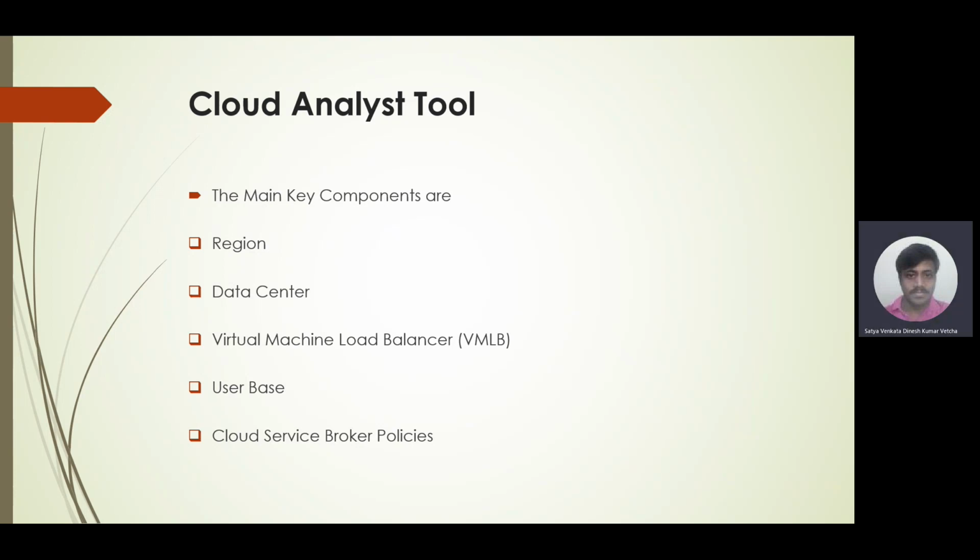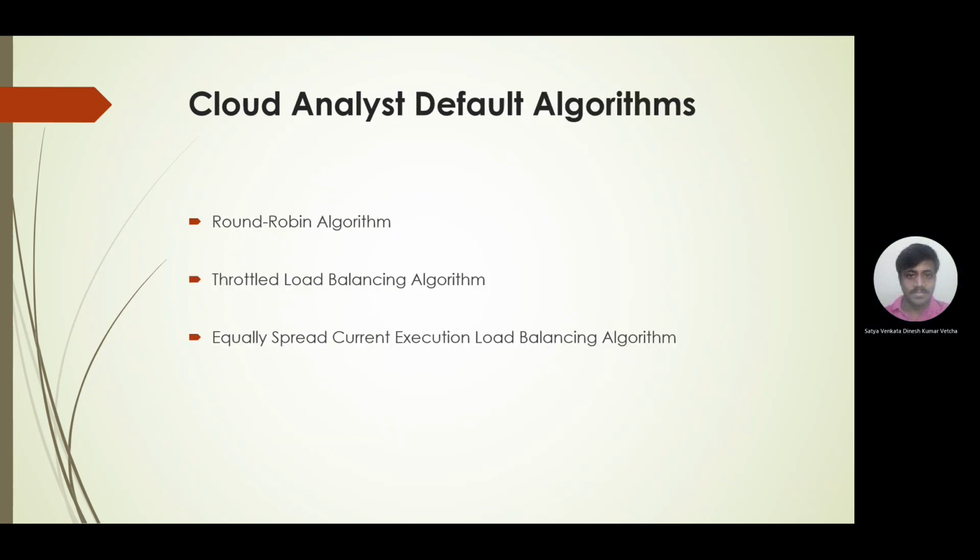User bases are nothing but a group of users who generate requests to the data center. Then there are cloud service broker policies, like closest data center and so on. So based on different characteristics, different applications, and different categories, it performs better. And I told you there are default algorithms. We can select and run them by choosing the algorithm.